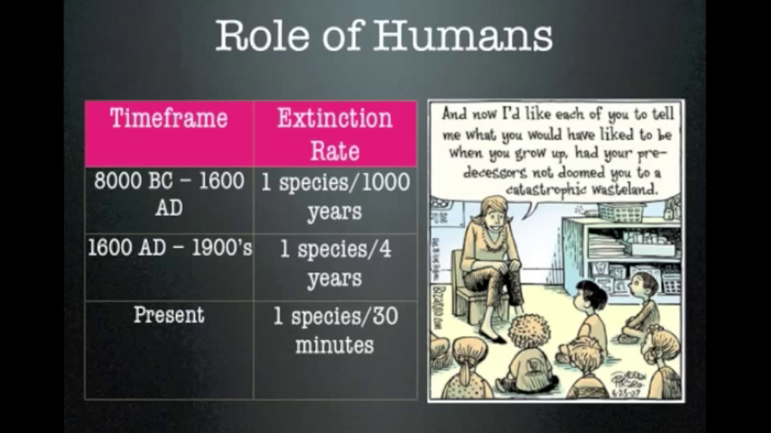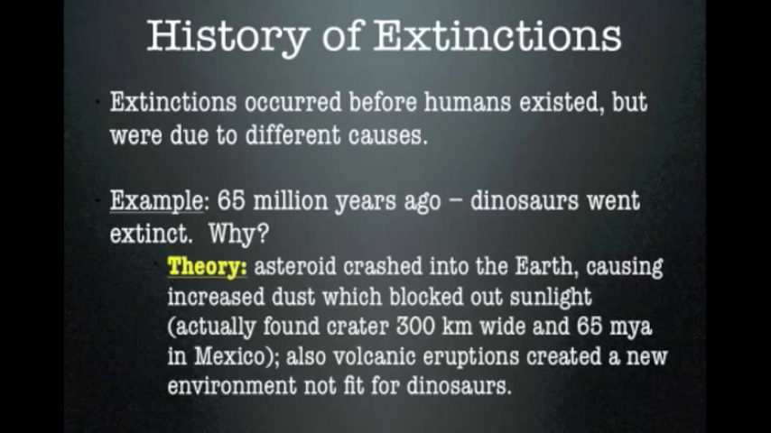If we're thinking about the role of humans, back in the day, about 8000 BC to 1600 AD, one species would go extinct every 1,000 years, then it turned into one species every 4 years, and now it's at the point where it's one species every 30 minutes. So within a 75-minute class, about 2 species go extinct within that time frame.